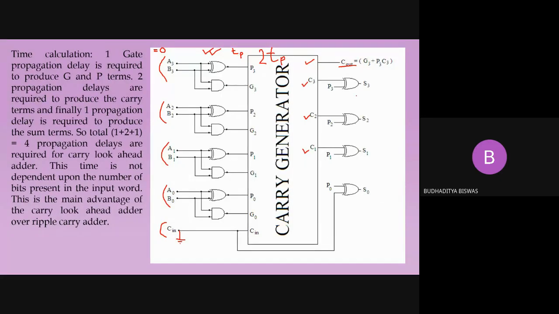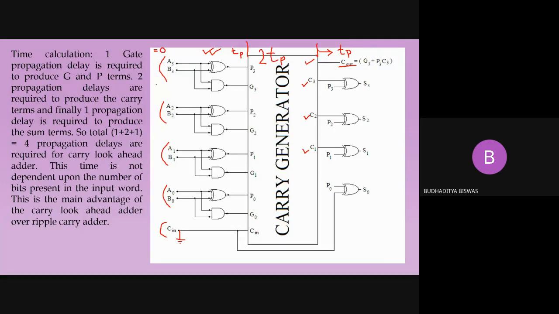How much time is required to produce the final sum? How much time is required after this one? After this one, this is actually the stage of addition. So after this one, how much time is required to produce the sum term? No, after this arrow, how much time is required? This one only 1 TP is required. Very good. Only 1 TP is required, because the sum is nothing but the output of a single XOR gate.